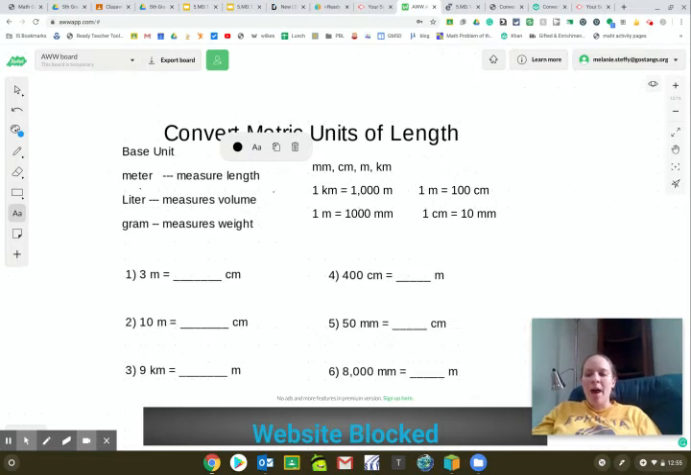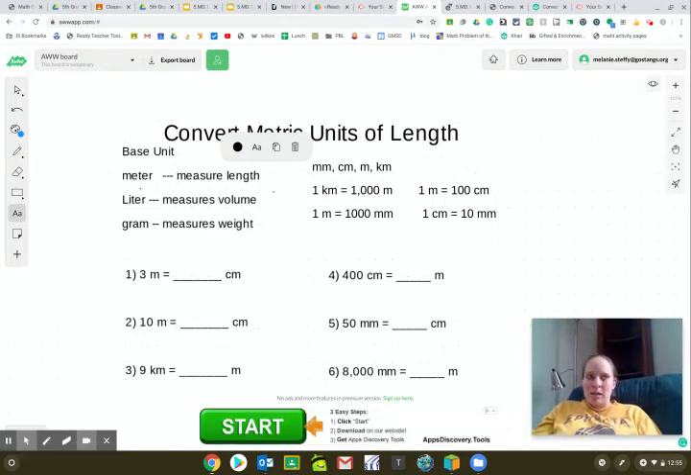So for example, if I was measuring my height, I would probably want to measure that in meters compared to millimeters. Think about the thickness of a paperclip. That would be ridiculous, the amount of millimeters. It really wouldn't make much sense to me. So we're going to practice converting, using our conversion chart to help us with some conversions.